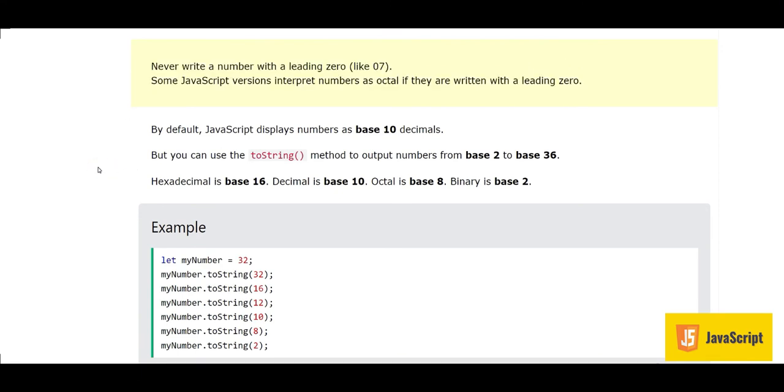Next, by default JavaScript displays numbers as base 10 decimal. So all numbers which are being displayed on screen are by default base 10 decimal numbers, but you can use the toString method to output numbers from base 2 up to base 36. Hexadecimal is base 16, decimal is base 10, octal is base 8, binary is base 2.